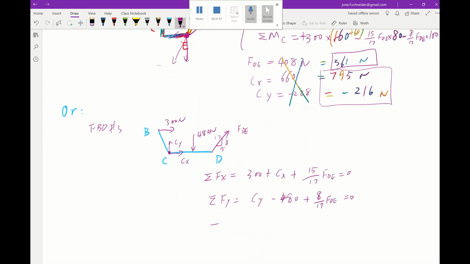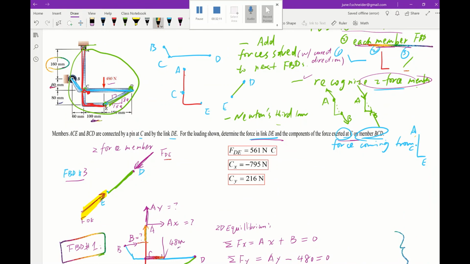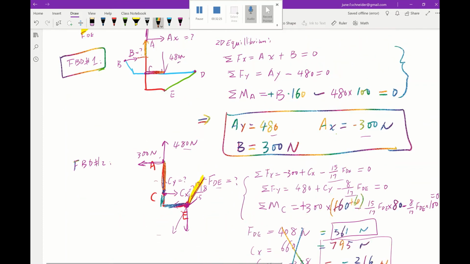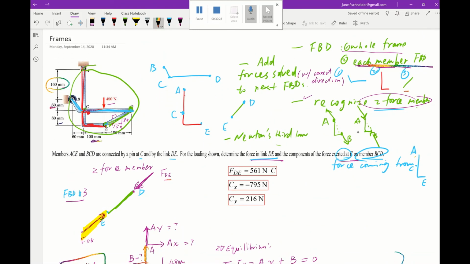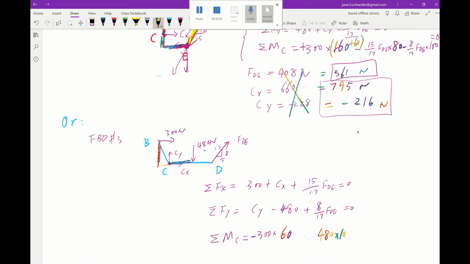Then we'll have moment. If we do moment at C, then we have 300, and the moment arm for the 300 should be this distance right here. So it's BC vertical distance. That's going to be 60. And that rotation is clockwise, so it's negative. Then we have this 480, the moment arm will be this, right? Horizontal distance from C to where this force is applied. That gives us 100. And that is clockwise rotation, so negative.